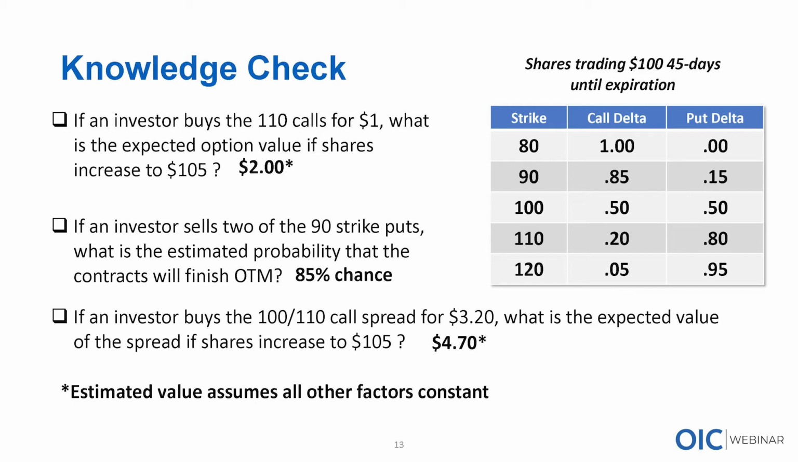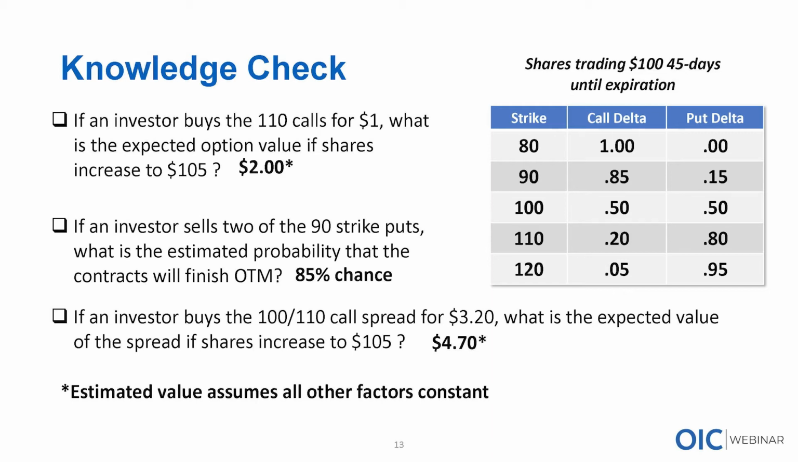All right, so now let's take a look at this. If an investor buys the 100-110 call spread for $3.20, what is the expected value of the spread if the shares increase to 105? So once again, stock's going to go up $5. Now we've bought the 100 calls and sold the 110s against it. Let's just look at it from a one spread standpoint.